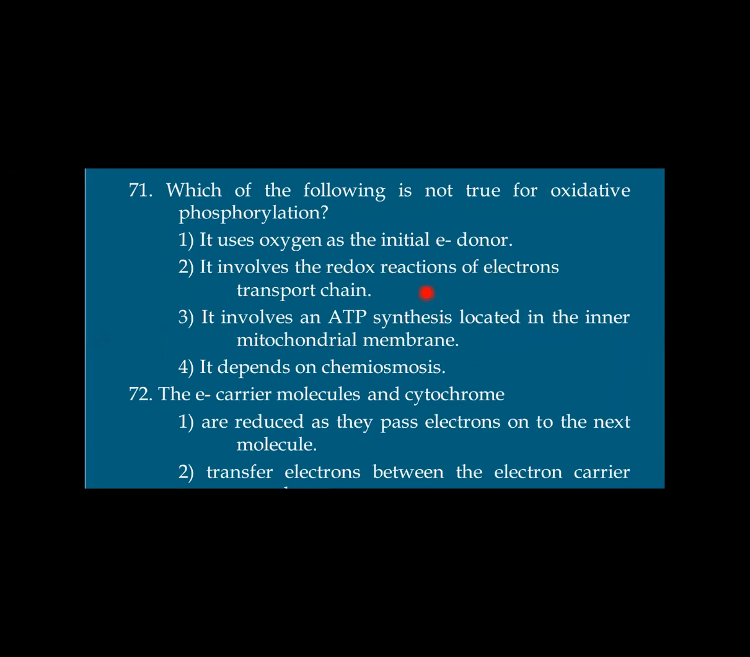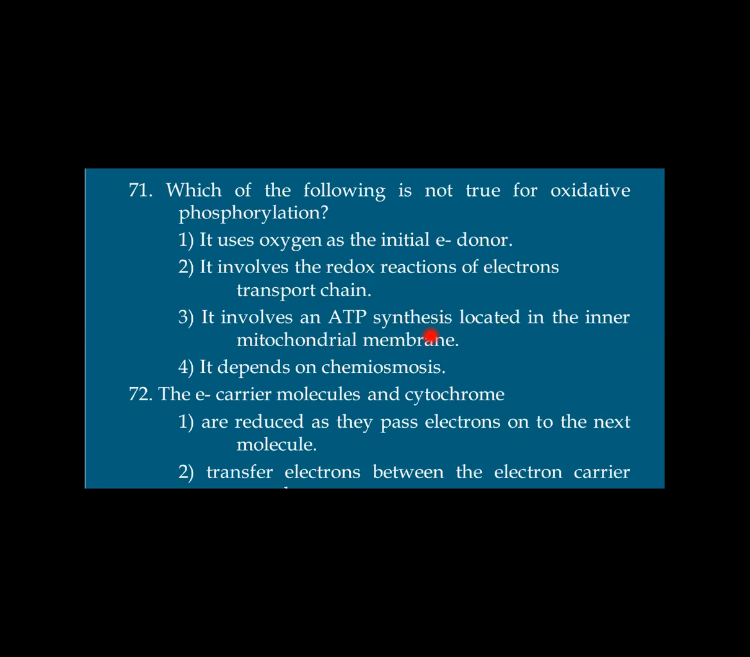It involves the redox reactions of electron transport chain. 100% this statement is right, because there are many redox reactions going on throughout the chain. There are many conversions in the cytochrome proteins and iron sulfur containing proteins, where they undergo reversible changes. For example, in FeS proteins, ferric to ferrous state and vice versa. Similarly, cupric to cuprous states and vice versa. So redox reactions are going on.